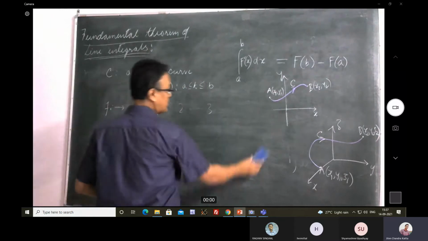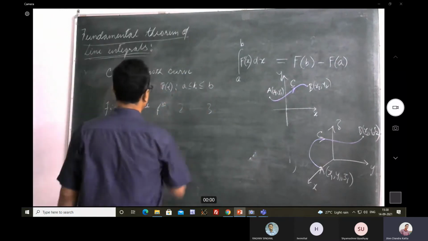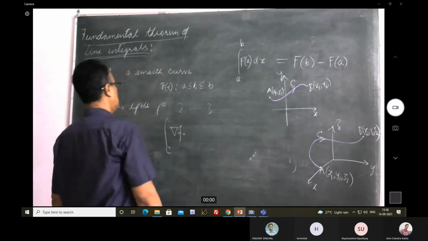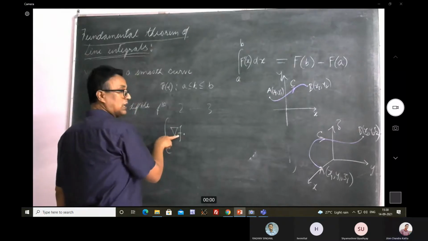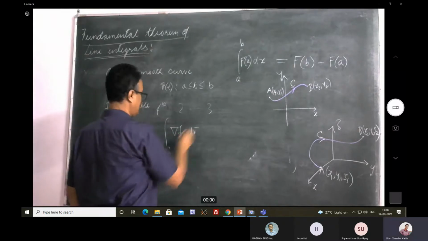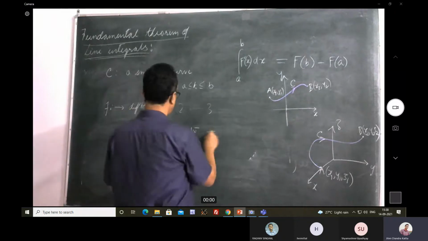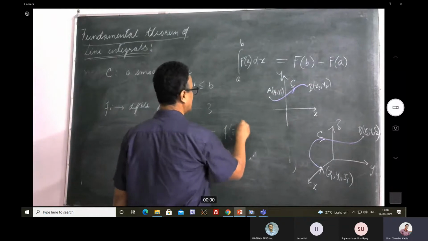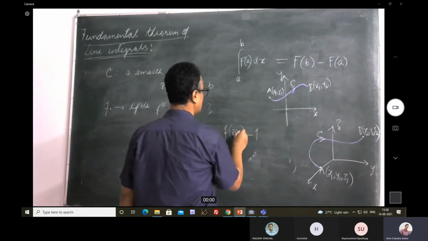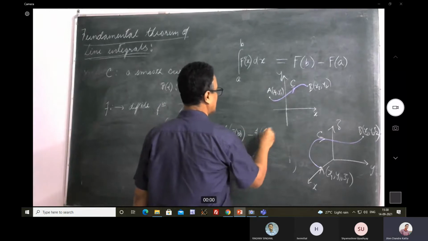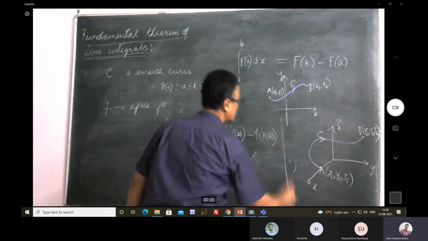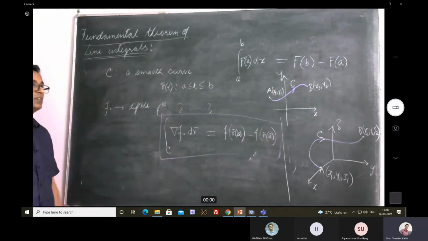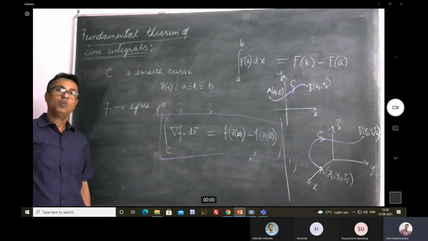So then what happens? The statement of the theorem is: if you take the line integral of the gradient function along the curve C, it is simply given by this. So this basically is the statement of the fundamental theorem of line integrals.